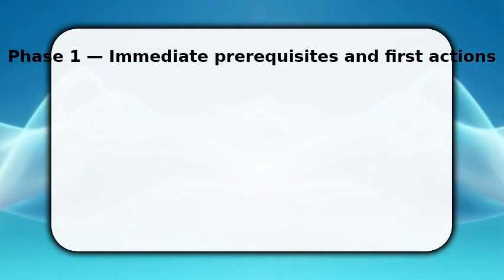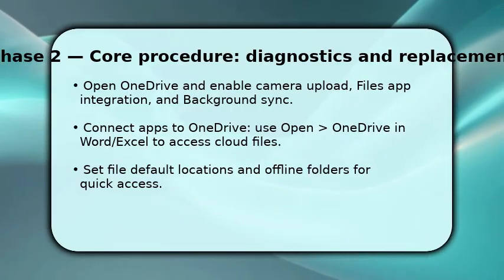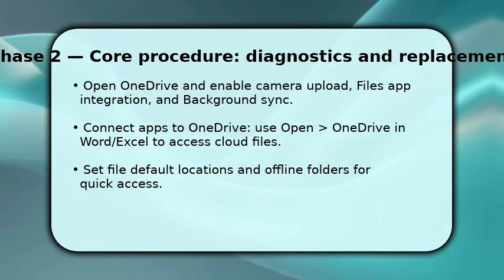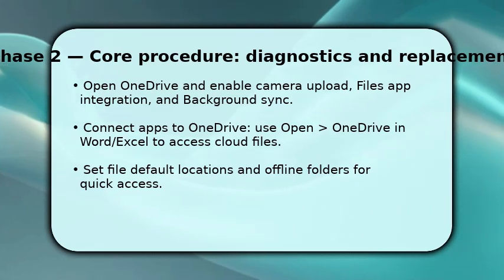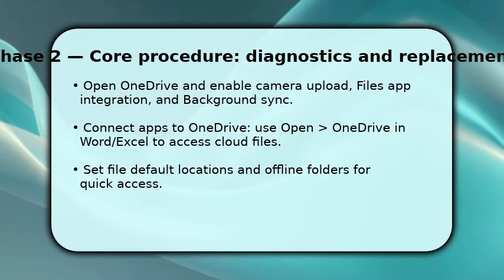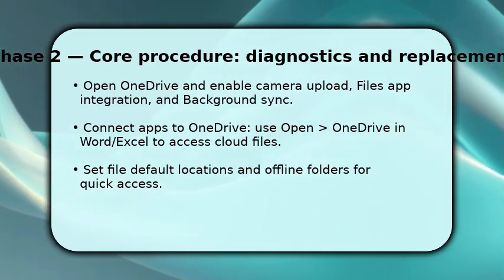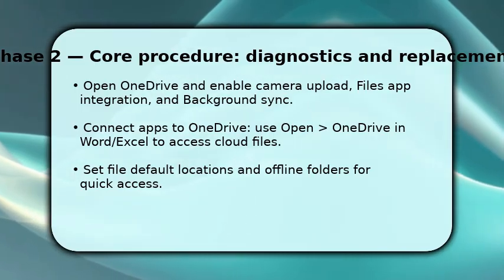Once done with installation, focus on file access and sync. Open OneDrive and enable Files integration so Office apps can open cloud documents natively. Turn on background sync and camera upload if needed. Then in Word or Excel, use Open OneDrive to browse and pin important folders for offline use. Make sure you set default save locations to OneDrive rather than local to keep versioning intact.